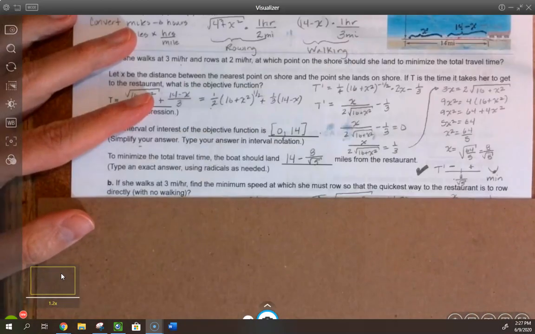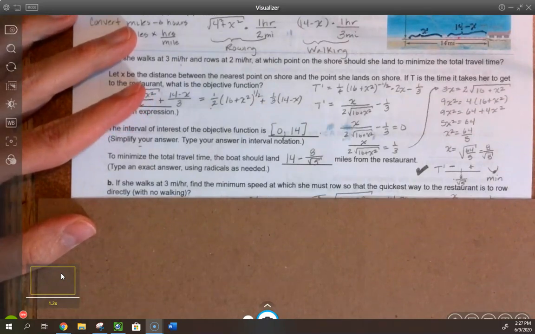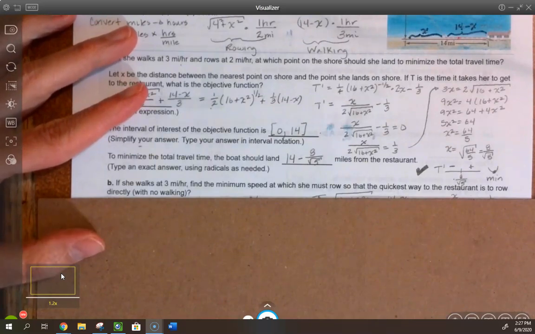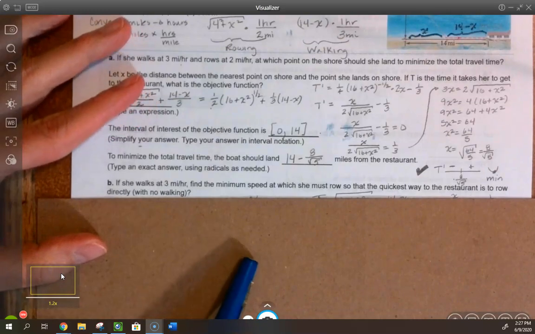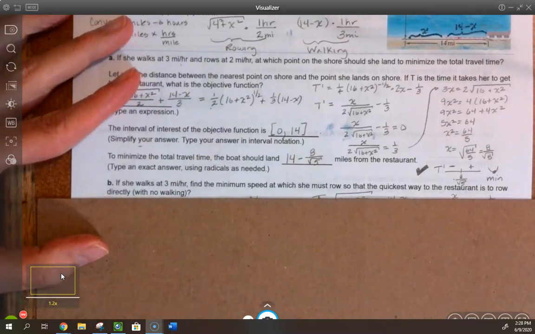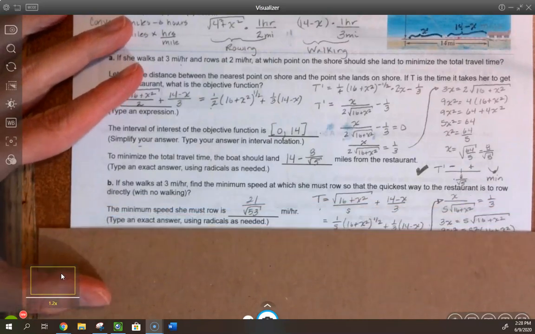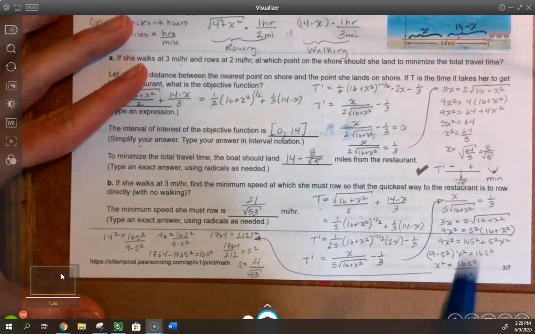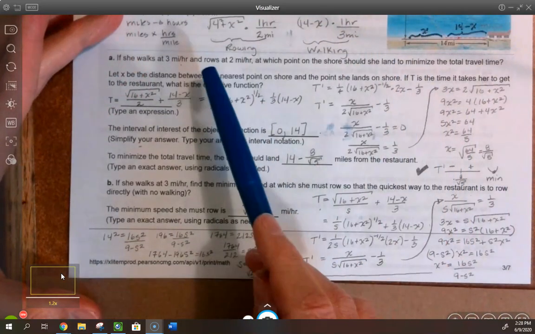So the next part of this problem, part B: if she walks at 3 miles per hour, find the minimum speed at which she must row so that the quickest way to the restaurant is to row directly with no walking. And I think there's probably a couple of ways to do this problem. I'm going to show you my approach, and if you have a different approach, I'd be interested in seeing that. I took the same approach that I took with the previous problem.